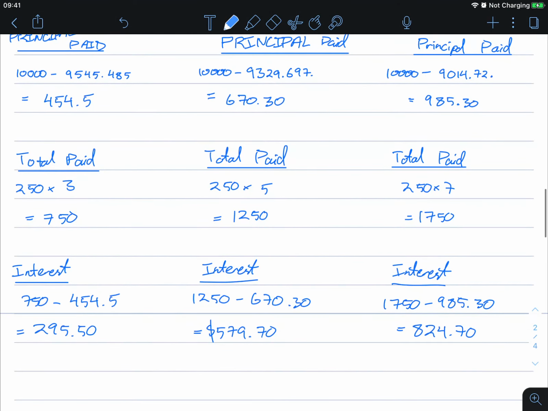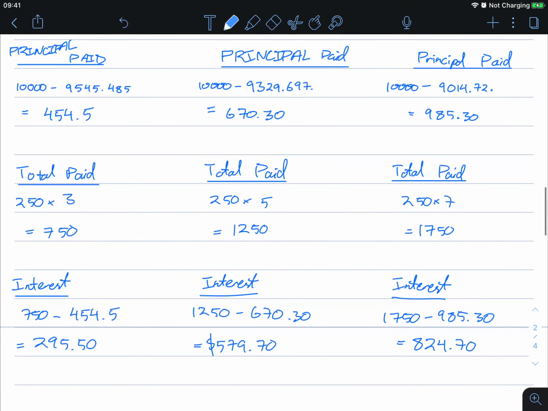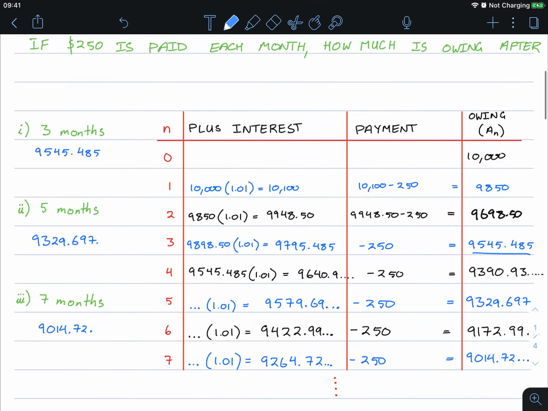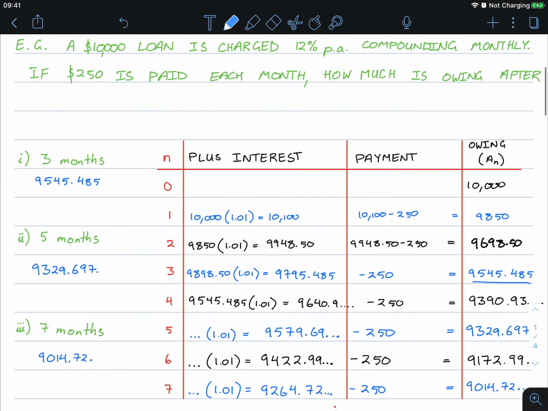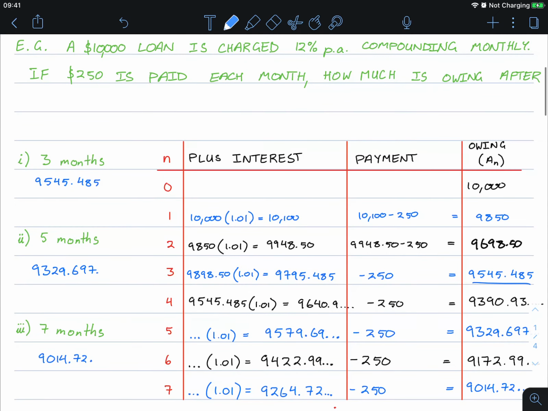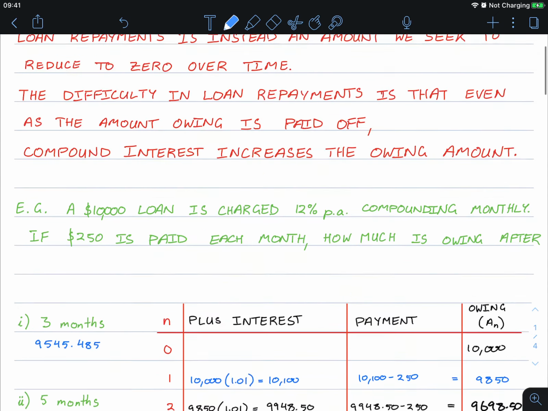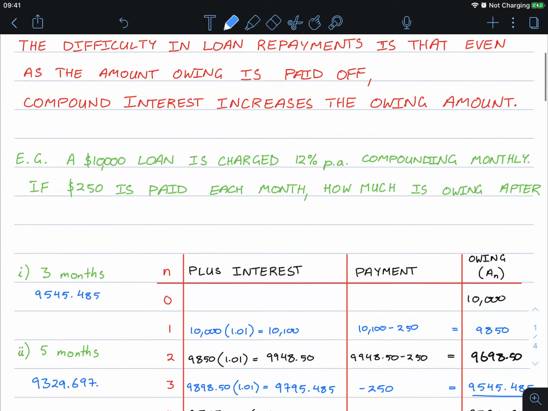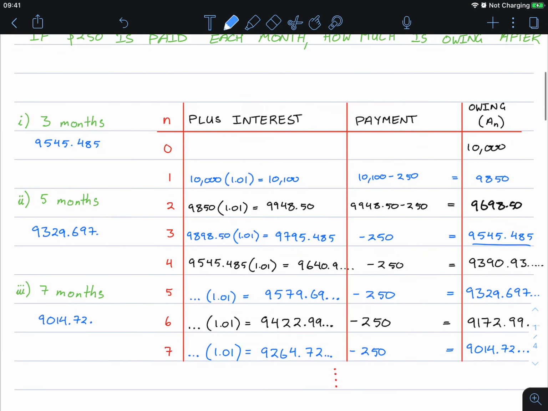So I hope that gave you an insight into calculating the principal paid, total paid, and the amount of interest paid at any given time period n, as well as seeing the calculations of a loan occur over time through a table. In the next video, we're going to learn how to find the value of a loan at time n without use of a table.